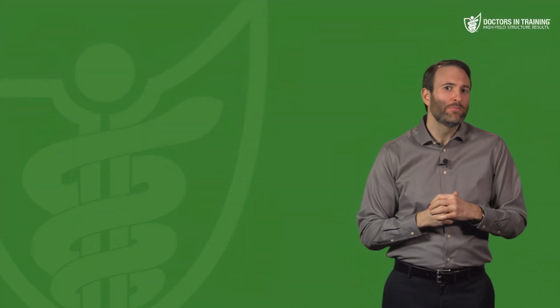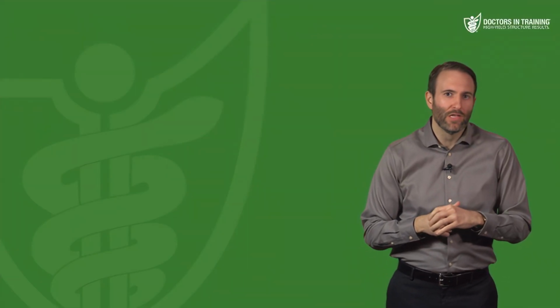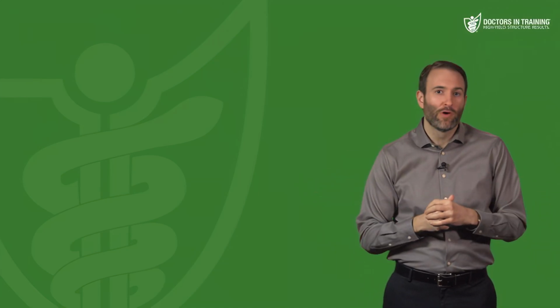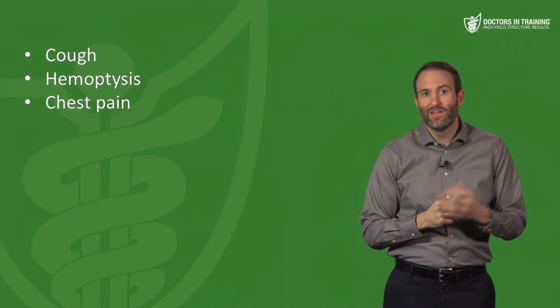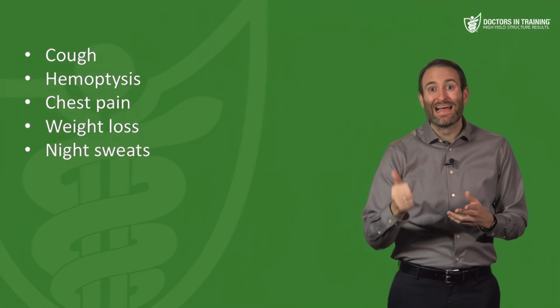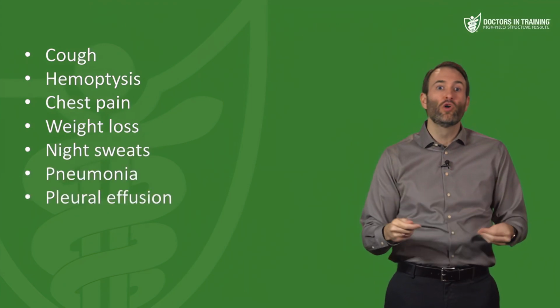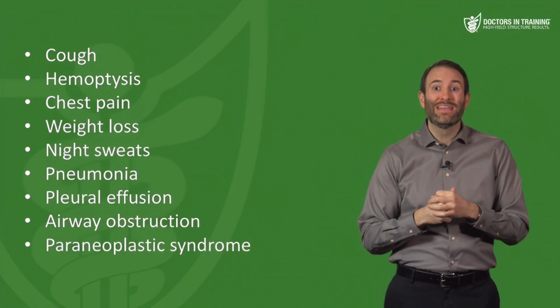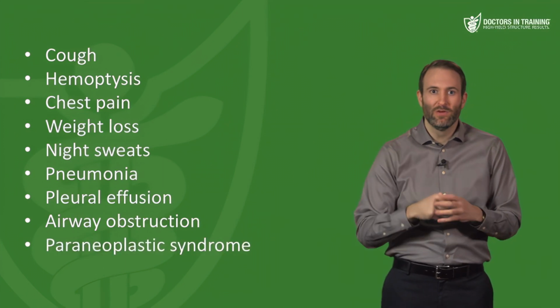So what type of symptoms will a patient have with lung cancer? Well, the symptoms can be pretty mild at first, and eventually they can progress to things like a persistent cough, hemoptysis, chest pain. Other symptoms might include weight loss, night sweats, pneumonia, pleural effusions, airway obstruction, possibly one of the paraneoplastic syndromes, and we'll discuss that in a little bit as well.